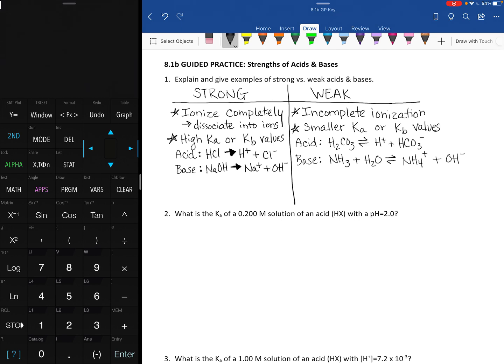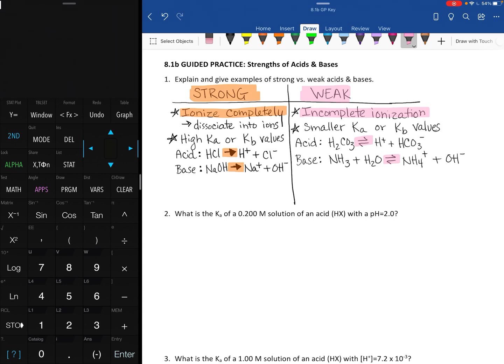So let's kind of highlight a couple of the really important parts. If we're taking a look at the strong over here, notice that these are directional arrows, they only go in one direction, and this is ionizing completely. And then for the weak ones, we have incomplete ionization, and that's really represented by the double arrow forming an equilibrium situation. Okay, so those are kind of some things to look for.